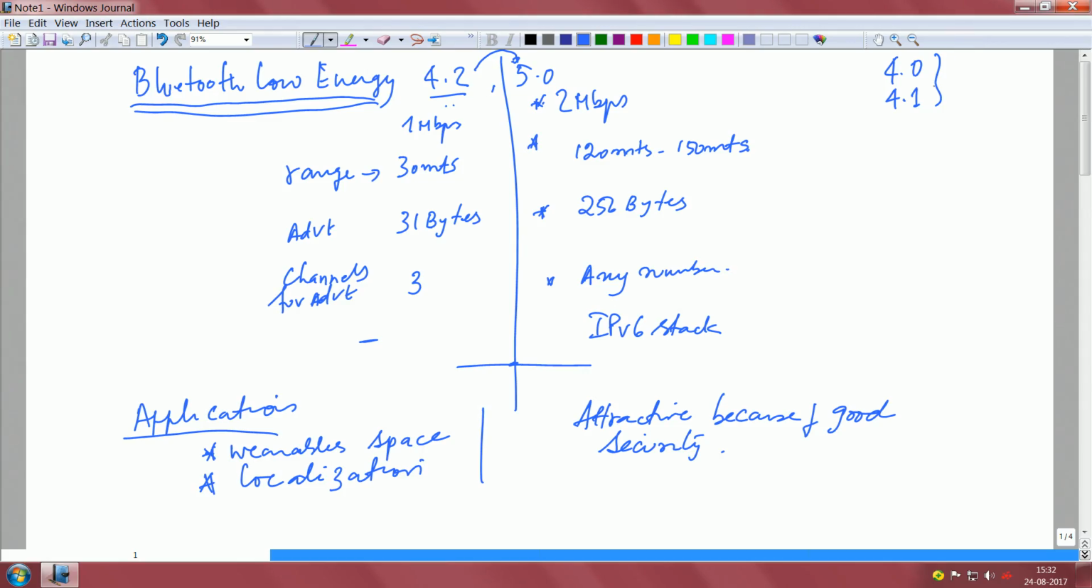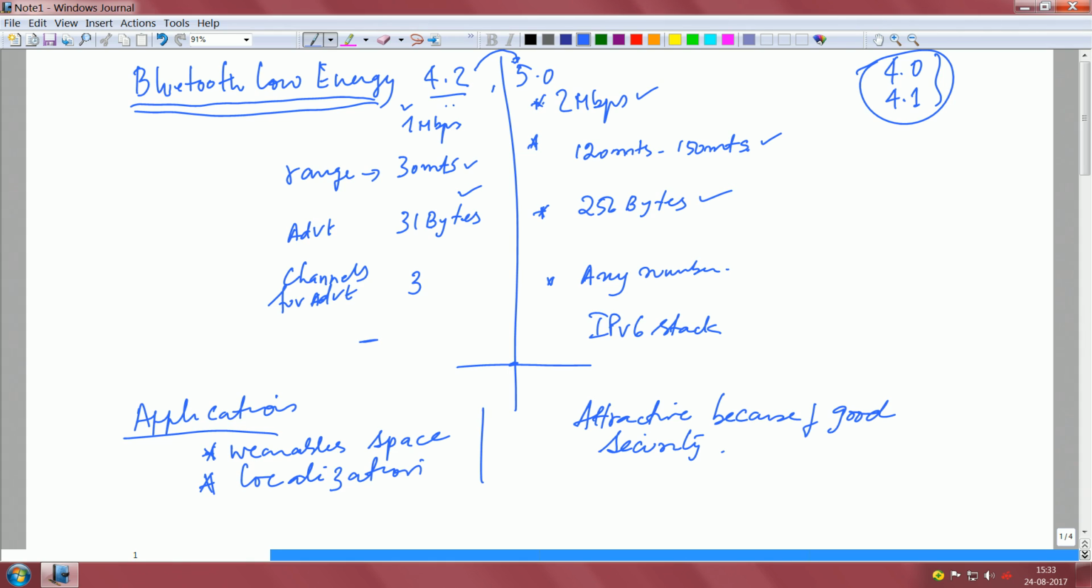And what seems to be very exciting is this 4.2 and 5.0 because they are very close to each other. Let us see what the differences really are. In the case of BLE 4.2 you get 1 Mbps and 5.0 claims to be 2 Mbps. Range is about 30 meters in this case and they say 4-fold, so I expect anywhere between 120 meters and 150 meters. Advertisement packets, although they could be encrypted in both cases, were restricted to 31 bytes, and in the case of 5.0 you could go as high as 256 bytes.